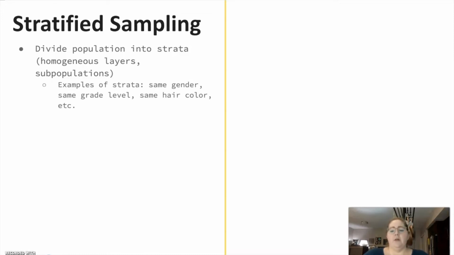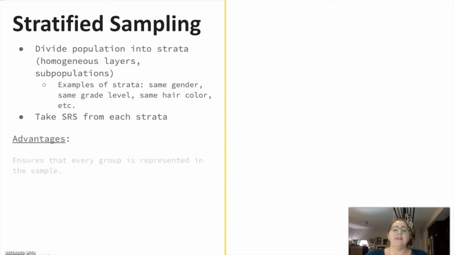Then what I'm going to do is take a simple random sample from each strata. So if I'm talking about gender, I'm going to take a random sample of some males and a random sample of some females and a random sample of non-binary and whatever. So I'm taking a simple random sample from each group, and what that does is make sure that each group is represented. Right? So the advantage is that it guarantees that every group is represented in the sample. And that could be really important for our survey.